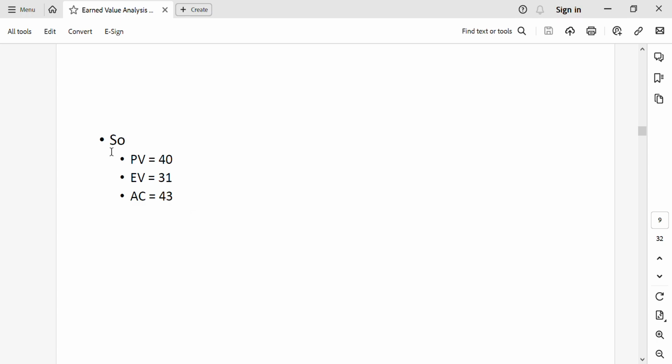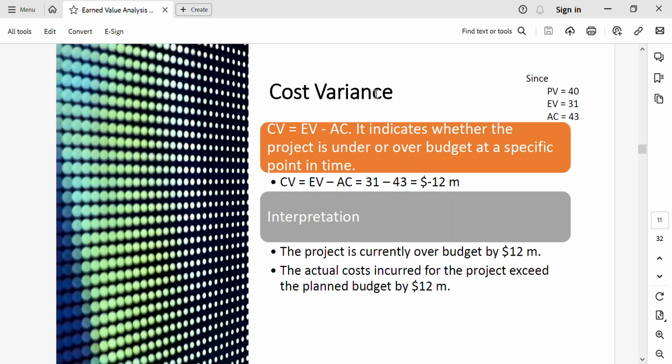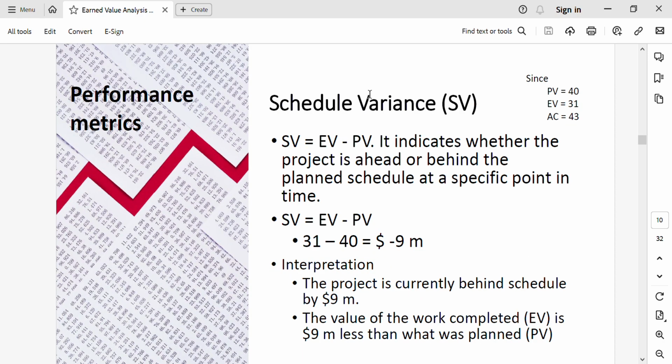Now, how to analyze these values? First, let's apply variance analysis. Variance analysis has two measures. One is the schedule variance and second one is the cost variance. Let's first understand what is schedule variance. Schedule variance is simply the difference between earned value and planned value. It indicates whether the project is ahead or behind schedule at a specific point in time.